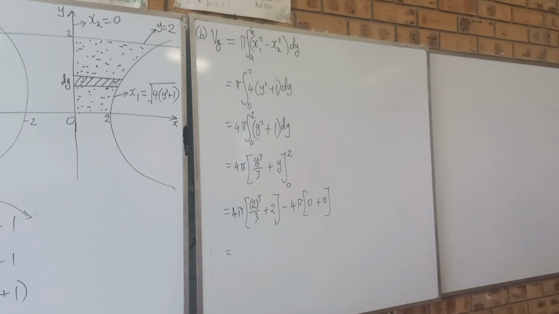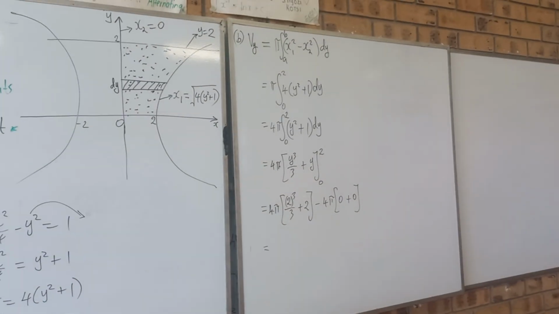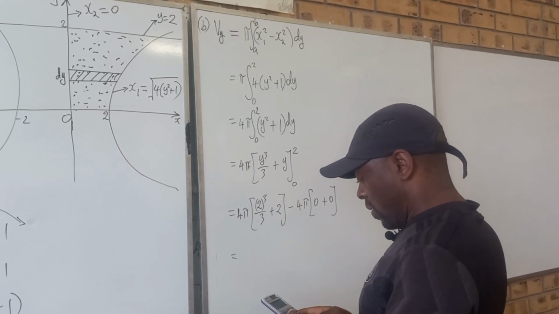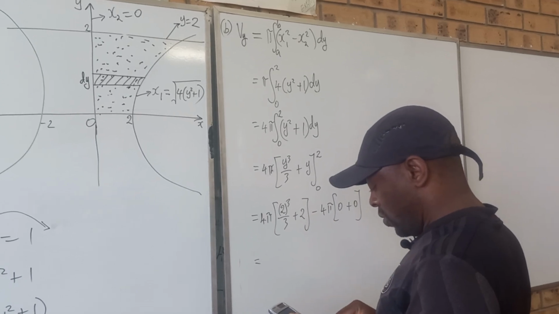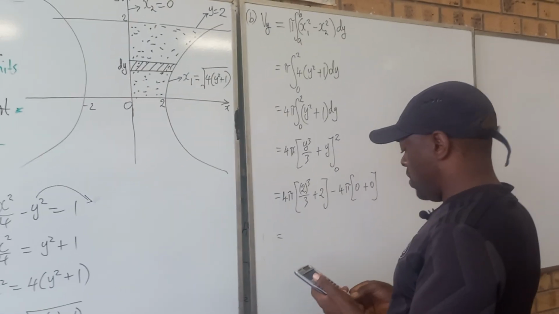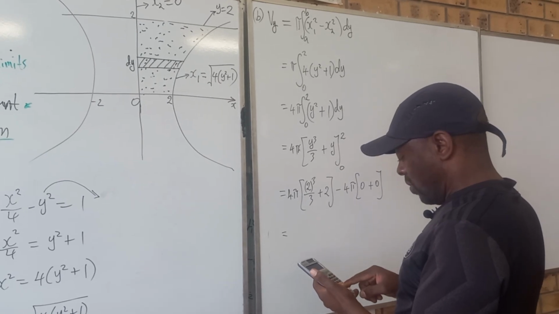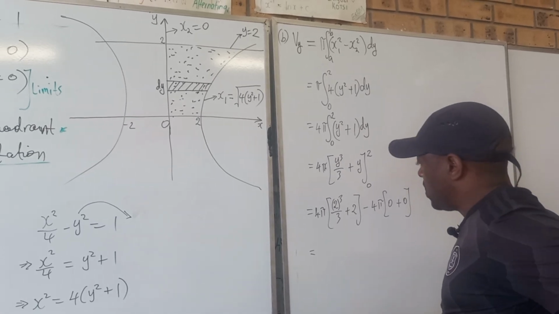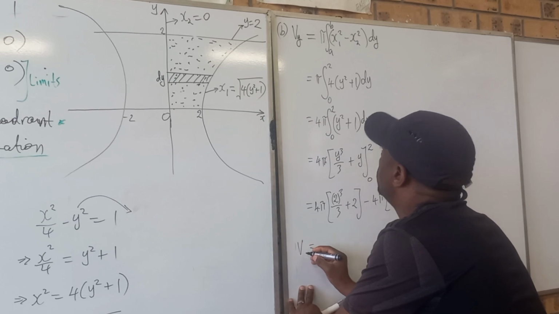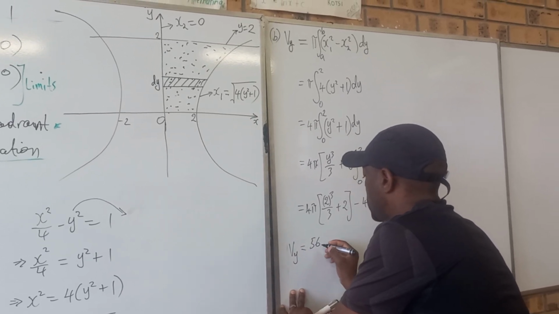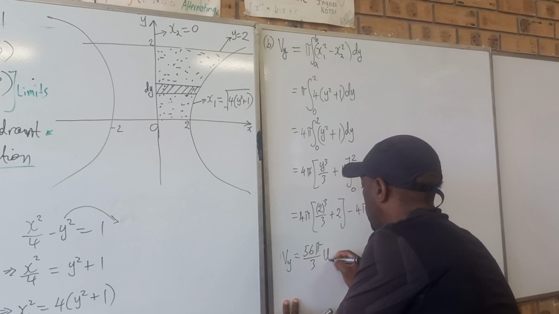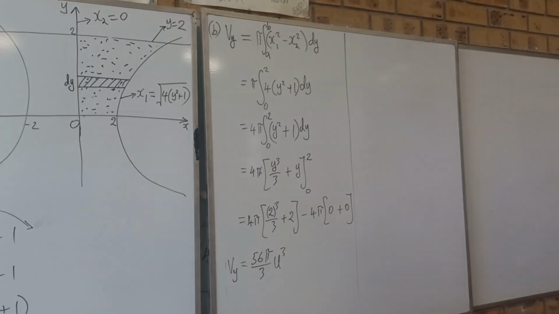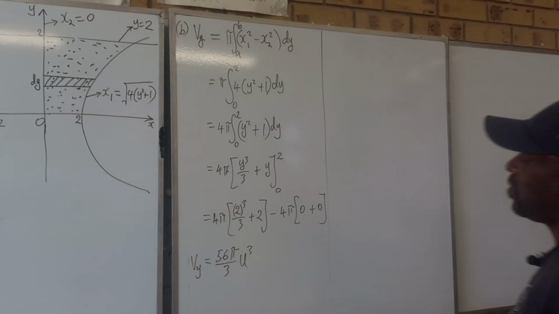So I can use my calculator to do that. In my calculator, 2 cubed is 8. So I'm taking 8 over 3 plus 2. That gives me 14 over 3. Then I multiply by the 4 outside. I get 56 over 3 pi. That's my volume. So my volume Vy is 56 pi over 3 unit cube. So you see, our volume should forever be positive. That's how simple it is to get the volume.